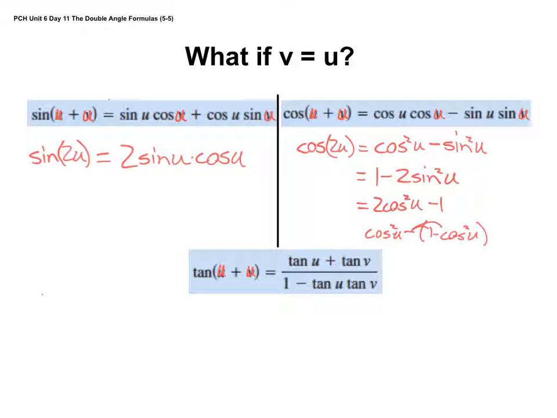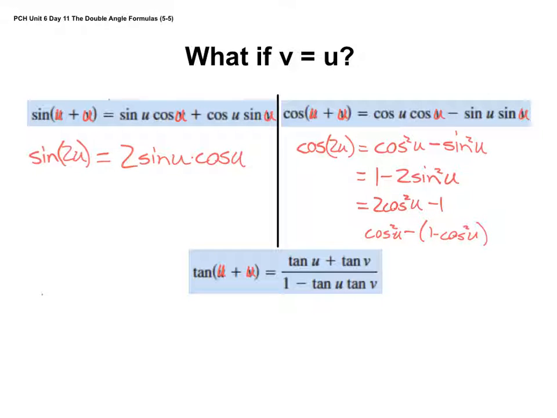It's the same. So there's actually 3 different versions of this same thing here that we could use. Cosine squared minus sine squared, 1 minus 2 sine squared, and 2 cosine squared minus 1. All of those would equal the cosine of u plus u, or cosine of 2u. Okay?